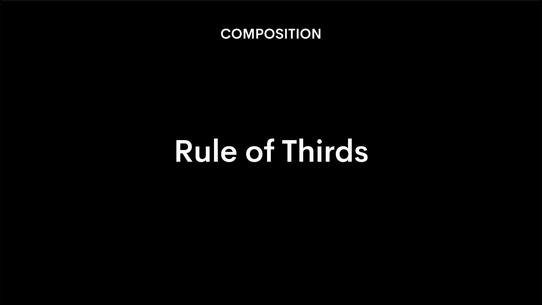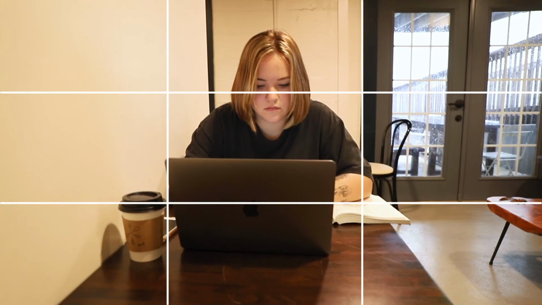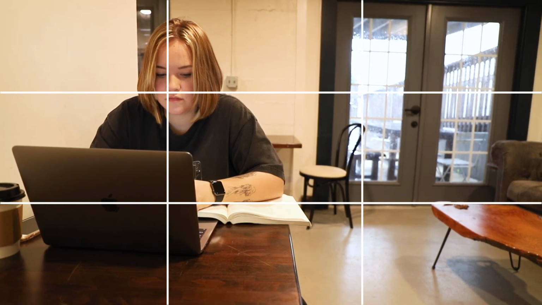When setting up composition, the main thing to think about is the rule of thirds. Rule of thirds is dividing the frame into 9 squares. You put the subjects on the lines that divide them because the eye falls most naturally to those positions.